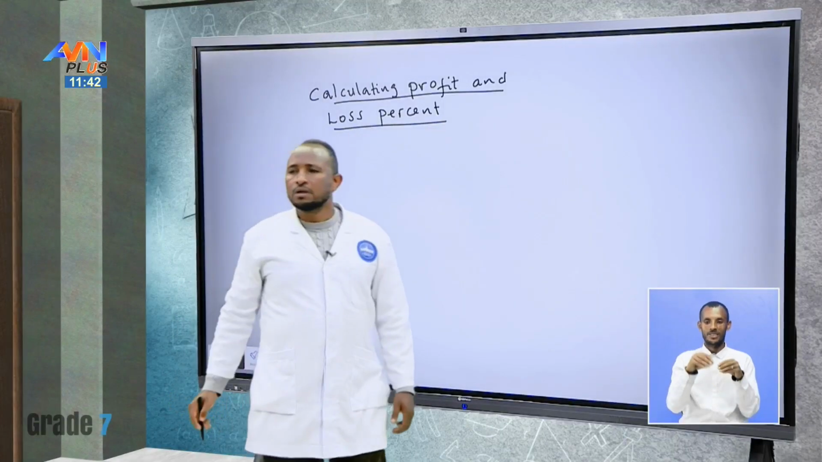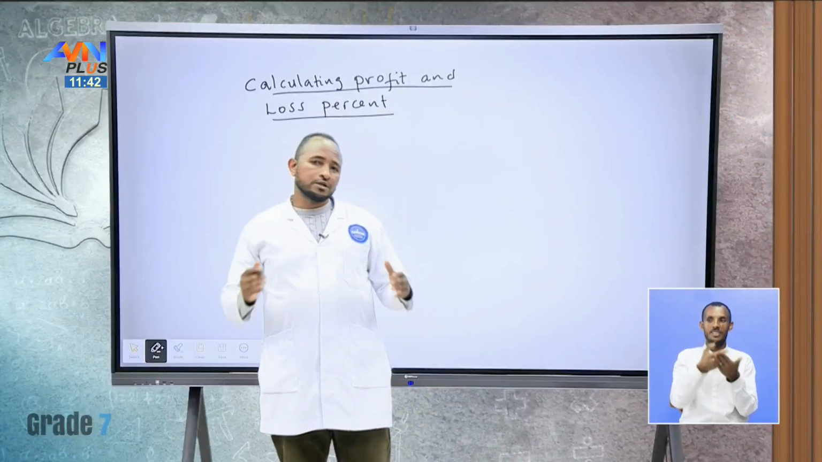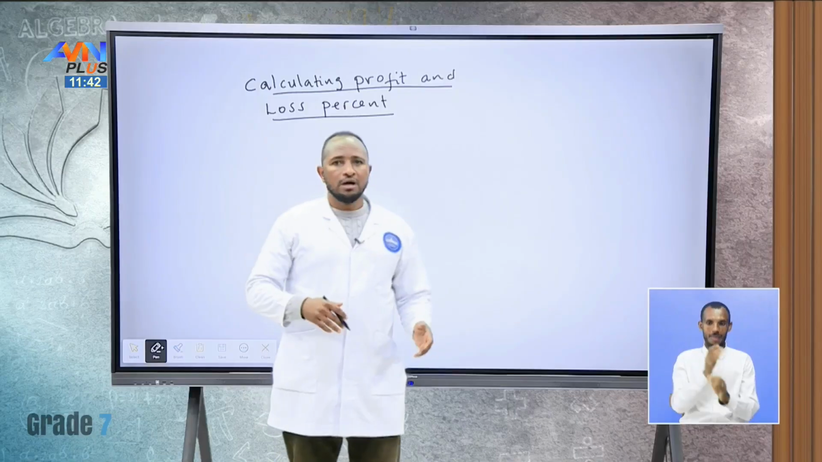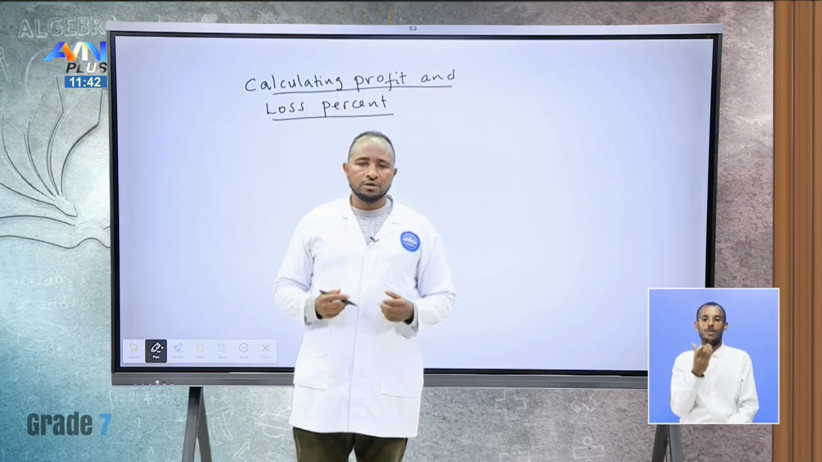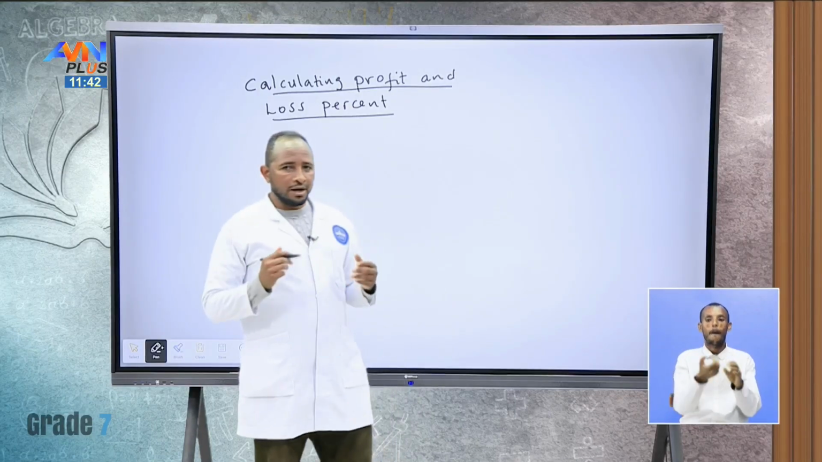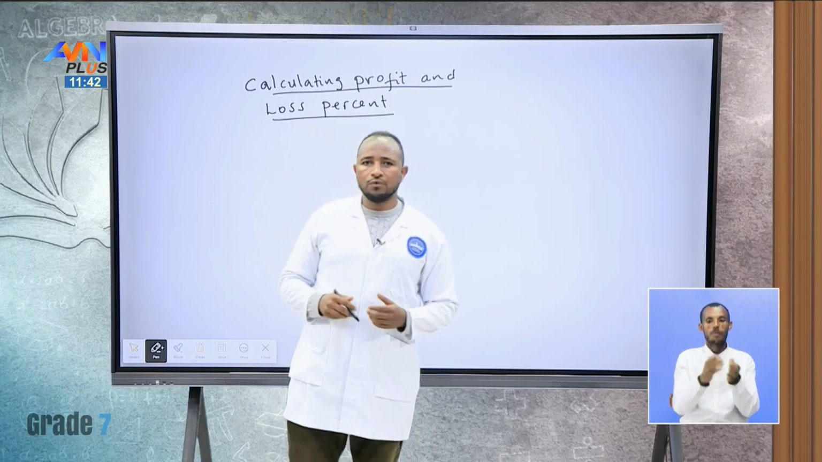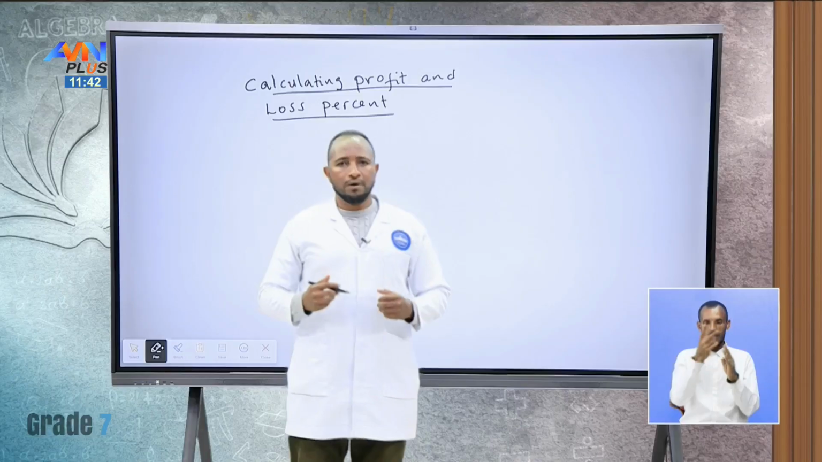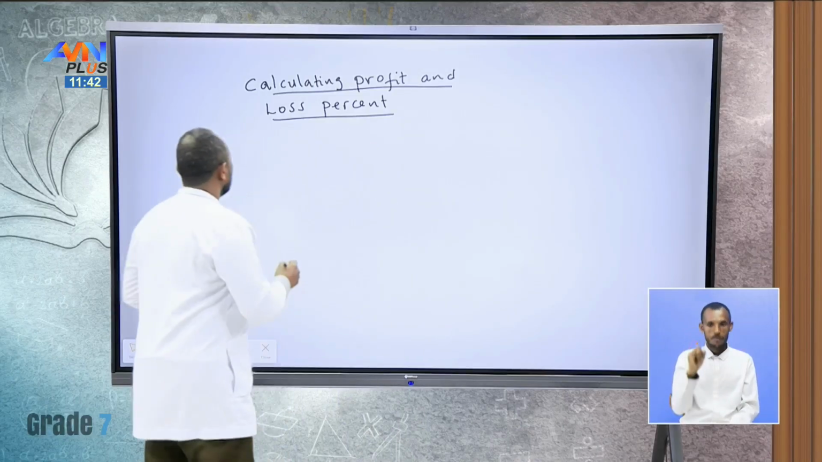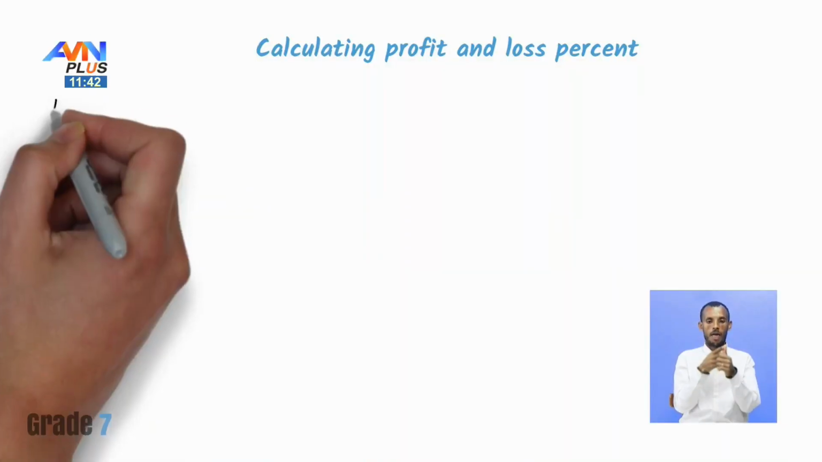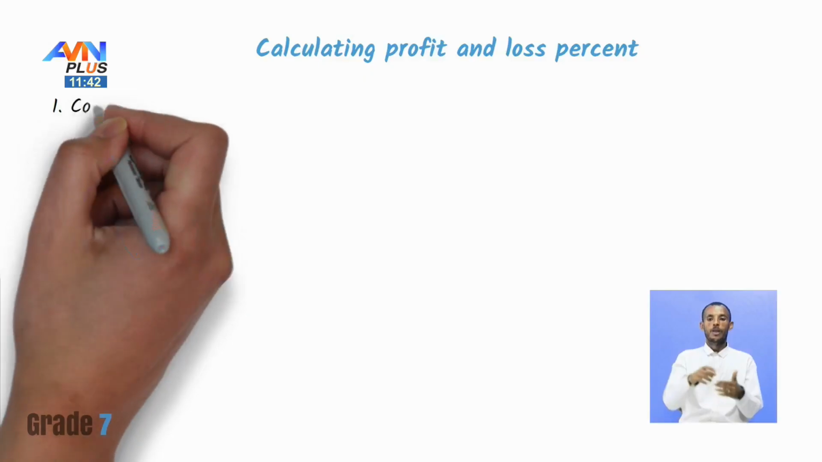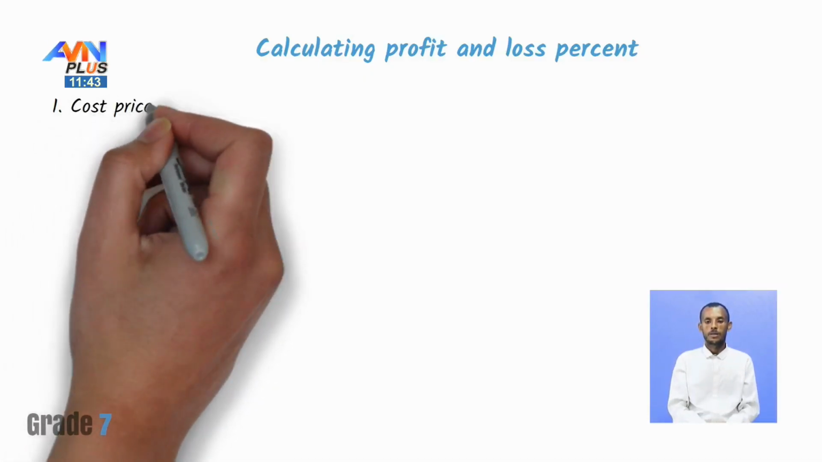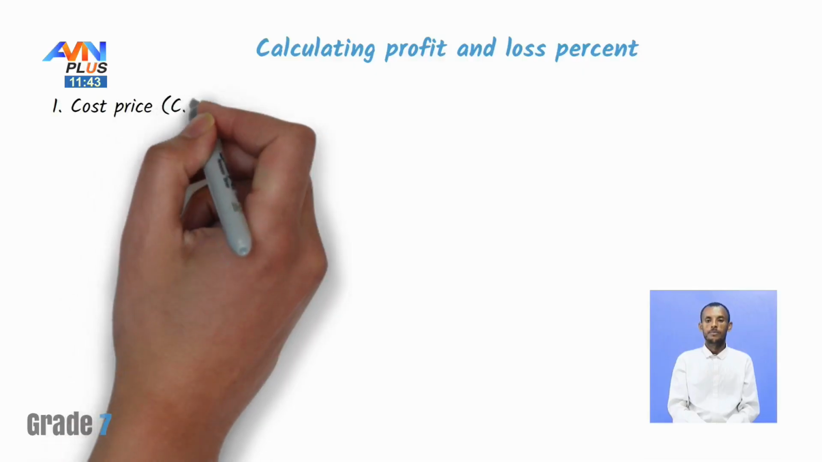Students, after this lesson, you are expected to calculate profit and loss percent. So, before directly proceeding to how to calculate profit and loss percentage, let's see some terminologies. The first one is cost price. In short, symbolically, CP.